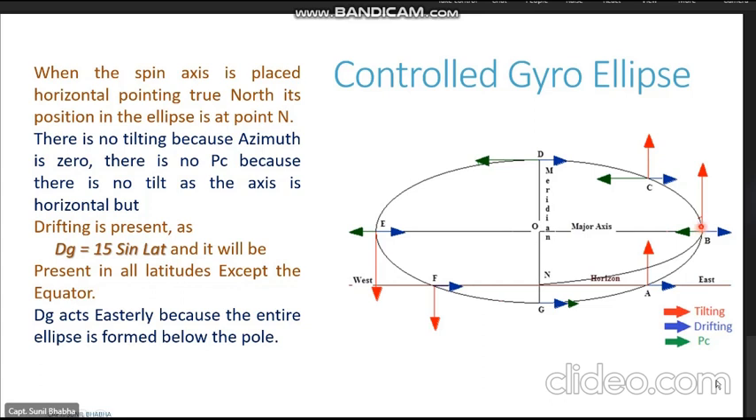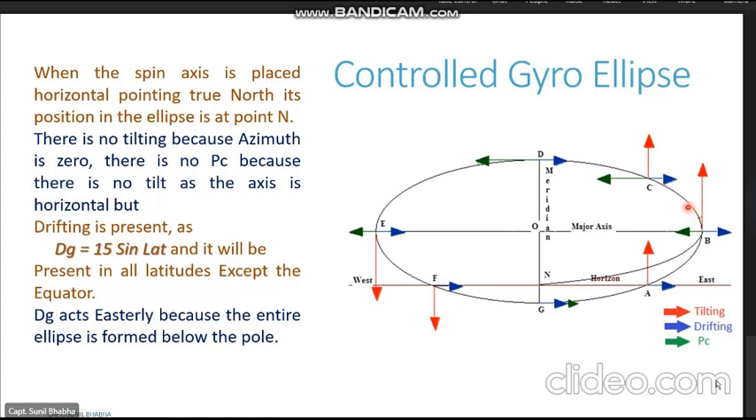Now, as soon as it moves upwards, what is going to happen? As it moves upwards, the tilt is going to increase further. If the tilt increases, control precession is going to become more powerful and it is going to overpower the drifting vector. When the control precession becomes more powerful, it tries to bring back the spin axis towards the meridian. We have a westerly control precession, so it takes the spin axis in the westerly direction towards the meridian. So you see after crossing point B, the spin axis starts to move westwards.